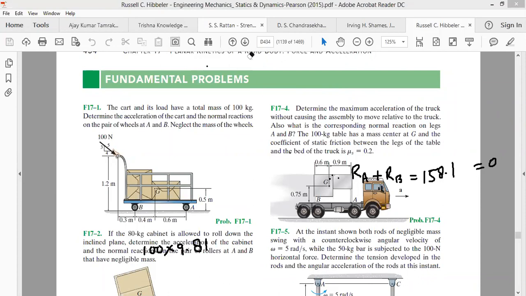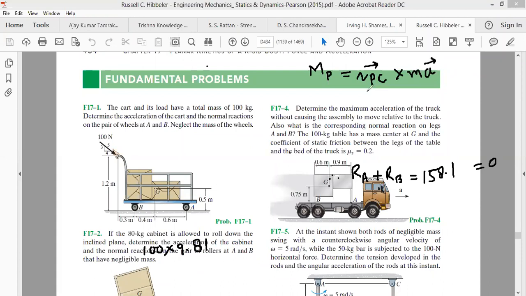Now let me go back. I used the equation that the summation of forces is equal to the product of mass and acceleration, that is fine. Now let's use the second equation. The second equation is the moment of force: the summation of all the moments about point P is equal to the cross product RPC cross mass times the acceleration.